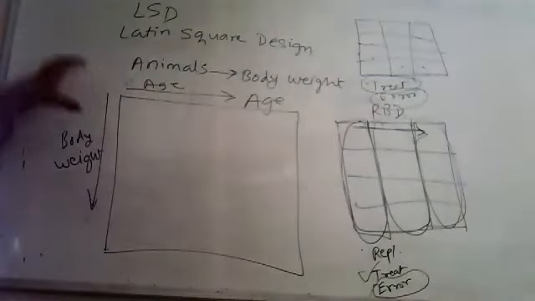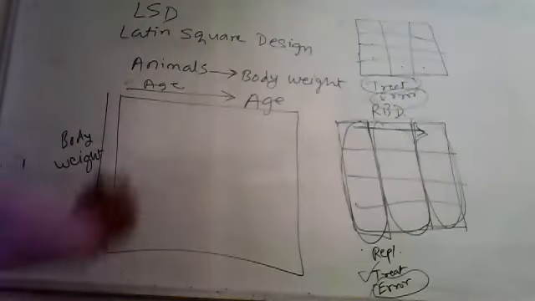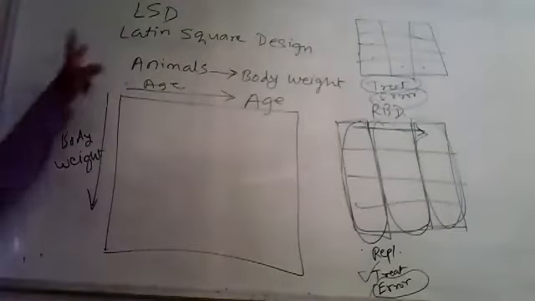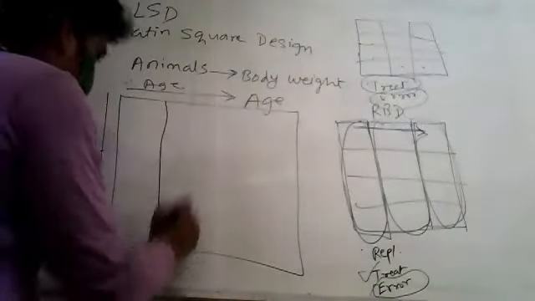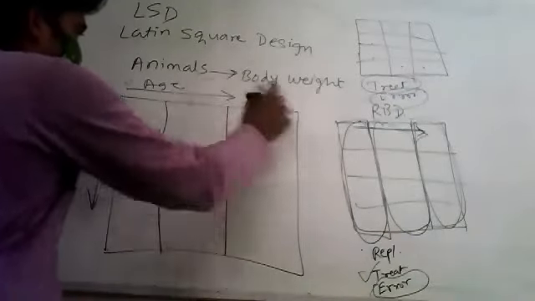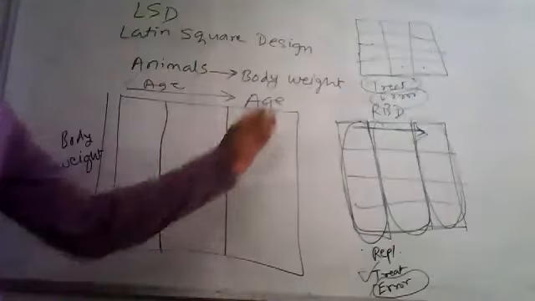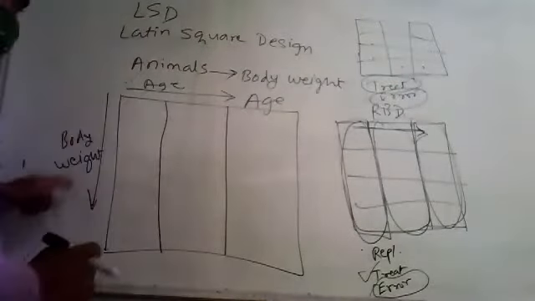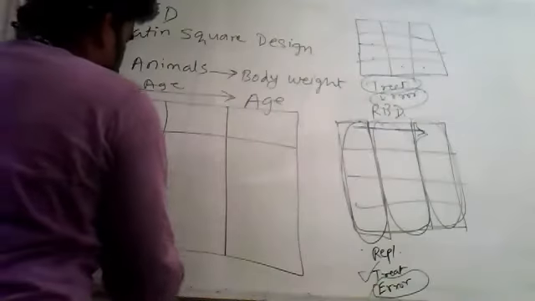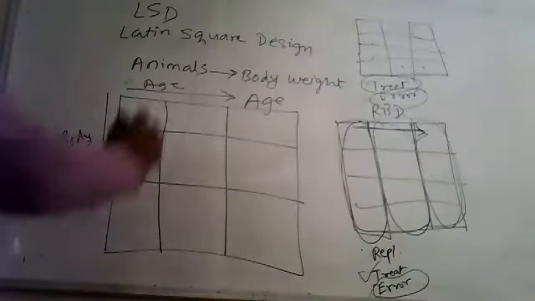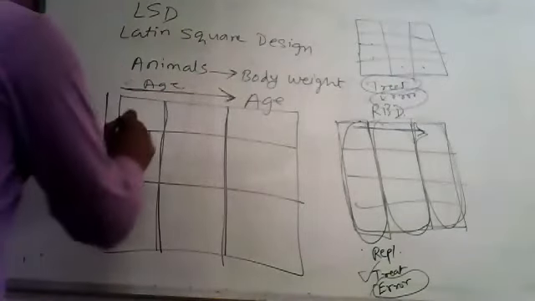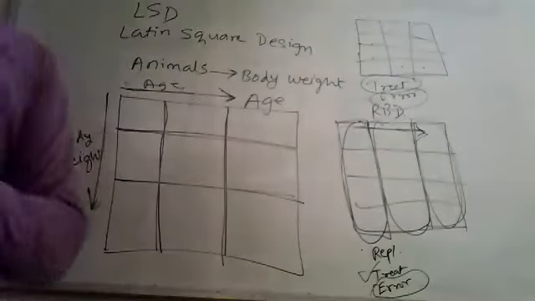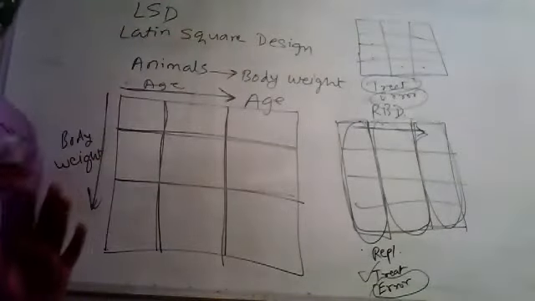Okay. Now, in case of LSD, there is a variation in two directions. One is horizontal and one is vertical. So, for this direction, we are preparing columns to eliminate the variation. Okay. For this variation, we are dividing plot into the rows. Okay. For this variation, this is the blocking, and for this variation, this is the blocking. So we have to divide area into rows and columns.